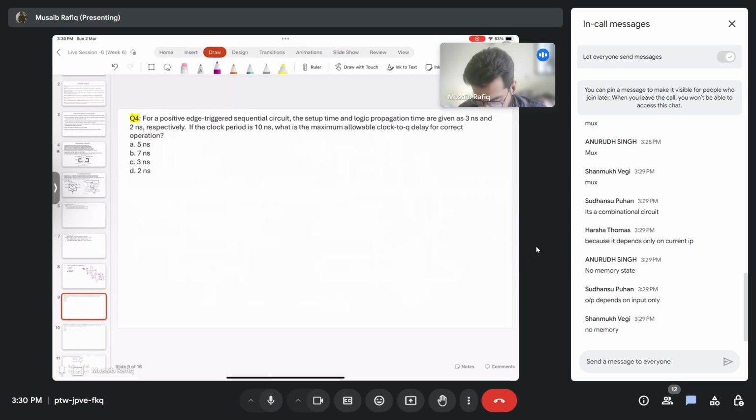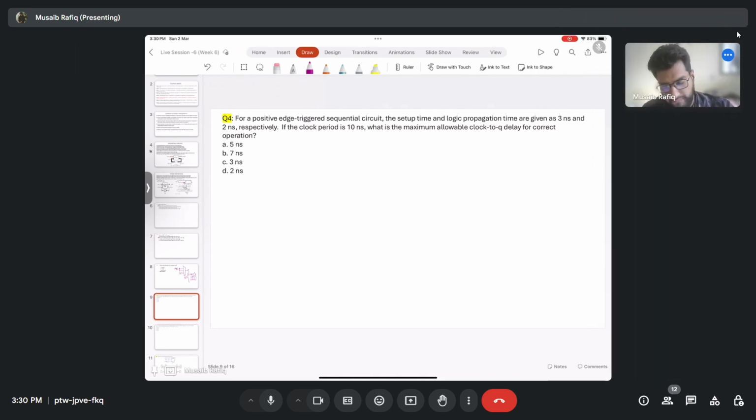So for a positive edge triggered sequential circuit, the setup time and logic propagation time given are 3 nanoseconds and 2 nanoseconds. If the clock period is 10 nanoseconds, what is the maximum allowable clock to Q delay for correct operation? You need to find the maximum allowable limit for clock to Q operation, the maximum allowable CTQ delay.